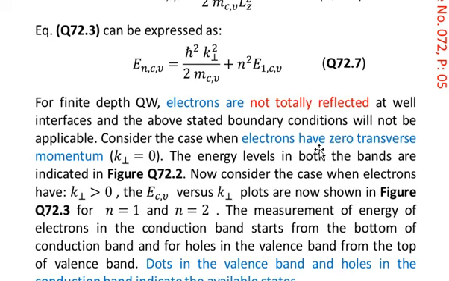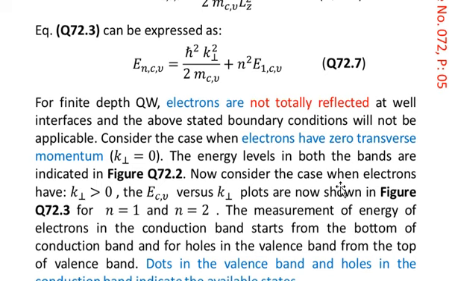Consider the case when electrons have zero transverse momentum, k perpendicular equal to 0. So k perpendicular equal to 0 means that we are considering the electrons that have zero transverse momentum. That is, the electron is only moving along the z-axis and is not deflected towards either of the kx or ky plane. The energy levels in both the bands are indicated by equation number 72.2, which we have discussed earlier.